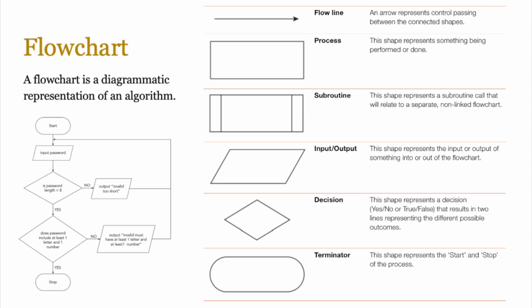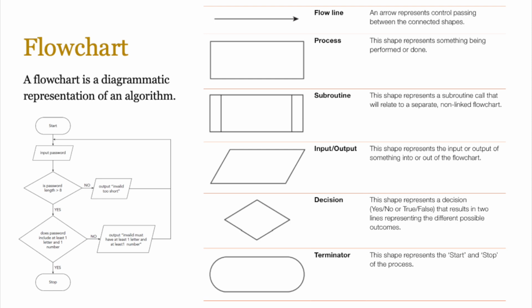So do pause the video and go through the common symbols that you're expected to know at IGCSE level, including flow lines, which connect different parts together, processes, which is where you do your calculations and your searching and your sorting, subroutines, which could be other modules, and these are normally rectangular boxes with two lines inside of them. You normally have parallelograms, which are basically input and output. So you need to make sure that you use them for both of them, both inputs and outputs.